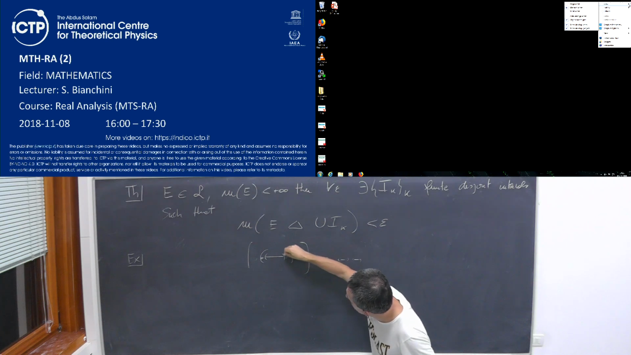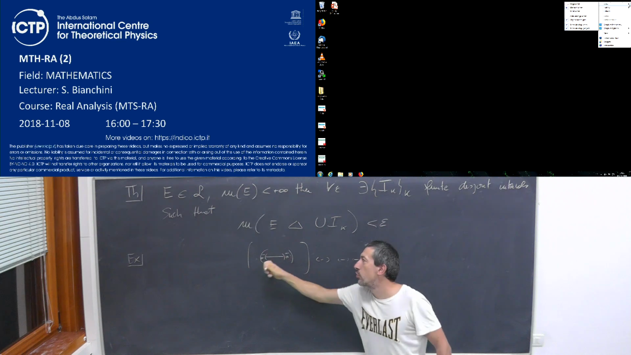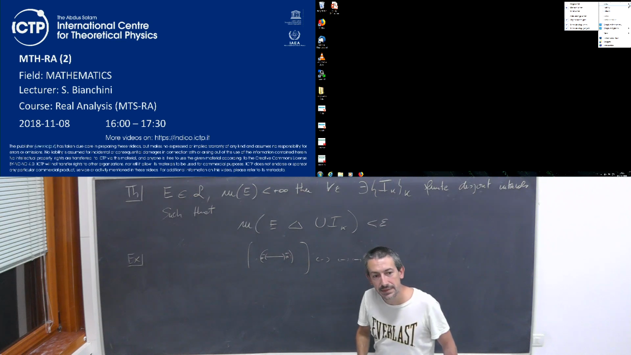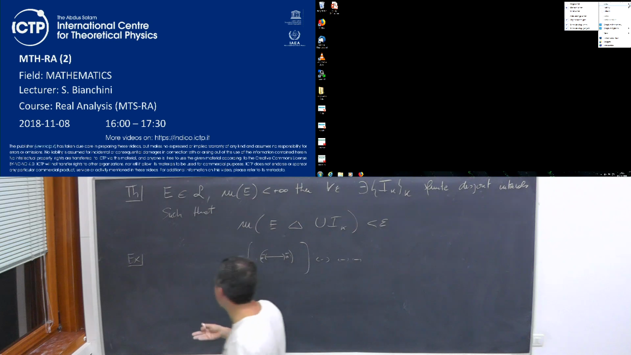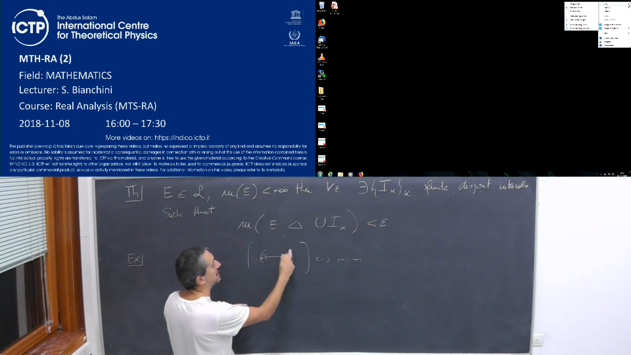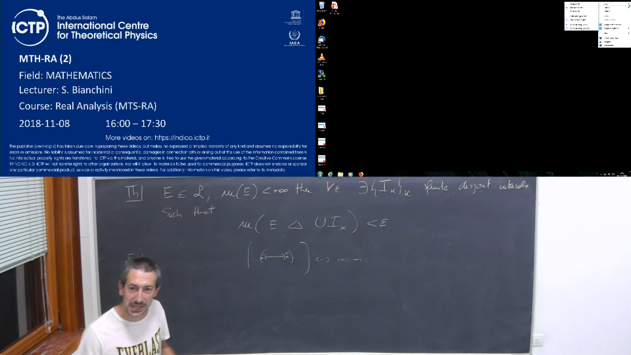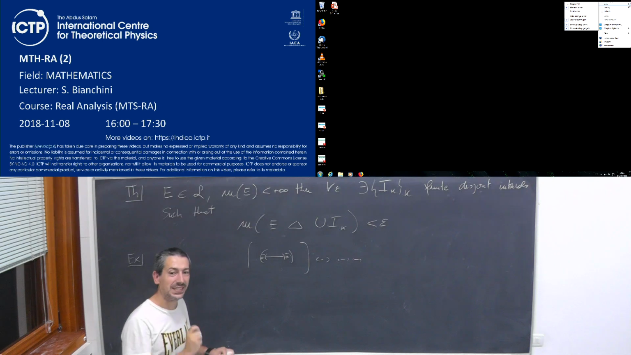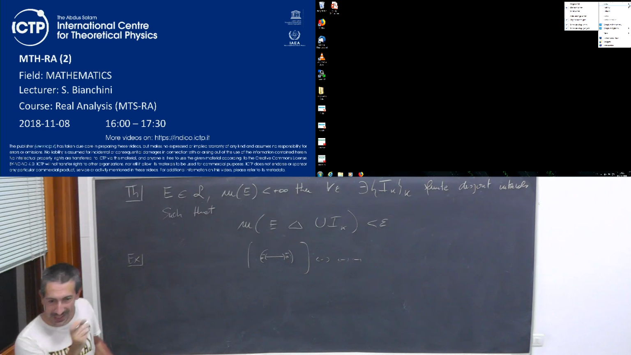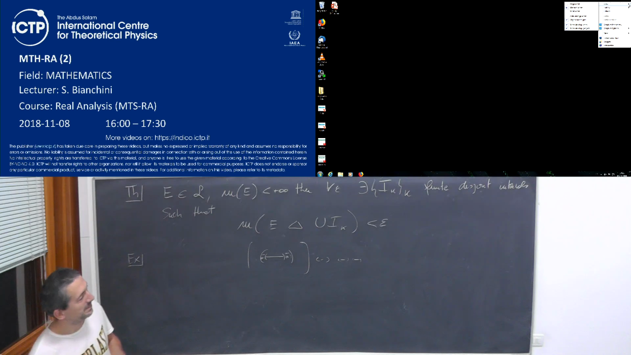So the measure of this set is not the measure of the whole minus the measure of the one inside. That's the point. We use this as a trick because we say the measure of this difference is the measure of the sum minus the measure inside. But when there is a minus, we cannot use plus. I cannot invert. I can invert only for measurable sets.